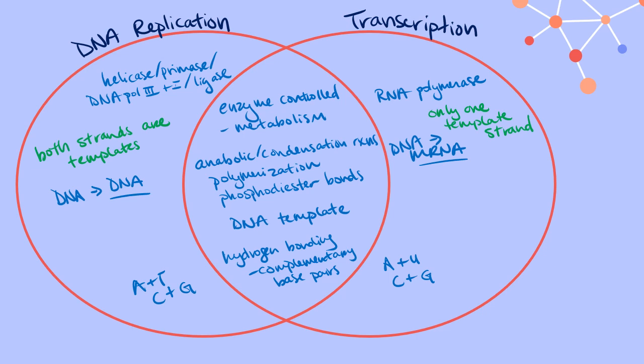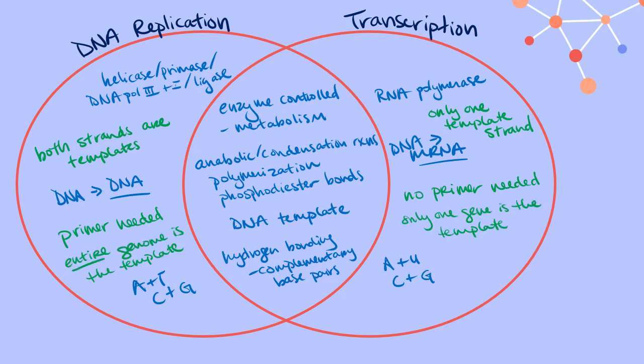A few more differences. In DNA replication, both strands of the DNA are template strands, whereas in transcription, only one of those DNA strands is actually the template. In transcription, no primer is required, whereas in DNA replication, we definitely need that RNA primer to get things going. In DNA replication, we copy the whole entire genome, whereas in transcription, only one gene is copied or used to make messenger RNA. In DNA replication, DNA polymerase 3 acts as its own proofreader.